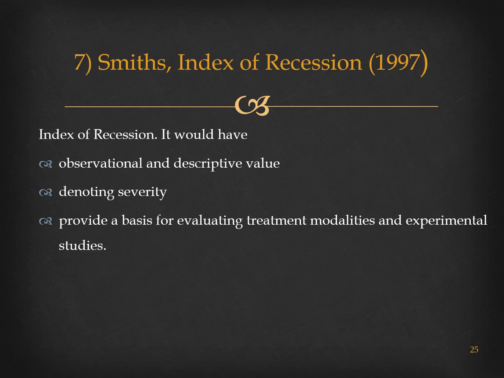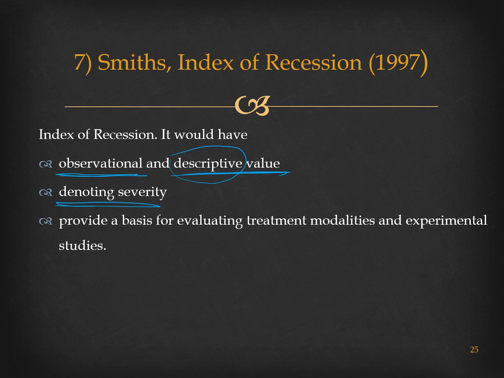The next classification was given by Smith, the Index of Recession, in 1997. They proposed the classification basically to assess both the vertical and the horizontal aspect of the defect. Their classification was basically observational and descriptive. That means they have tried to measure the recession and then classified accordingly.